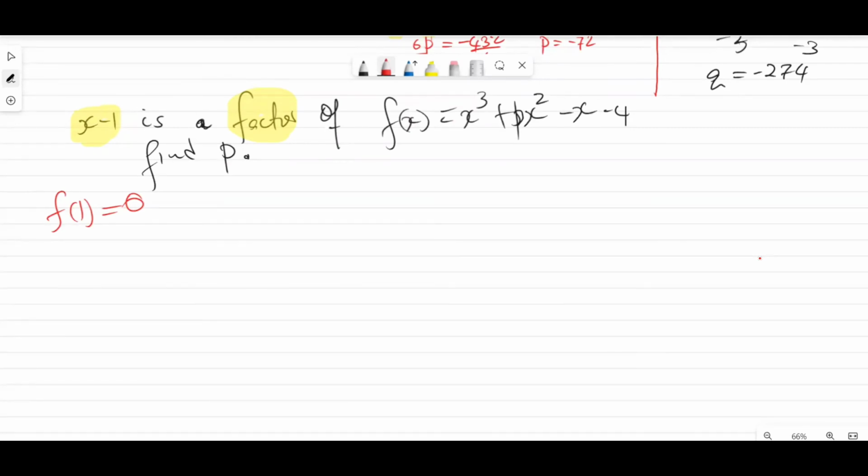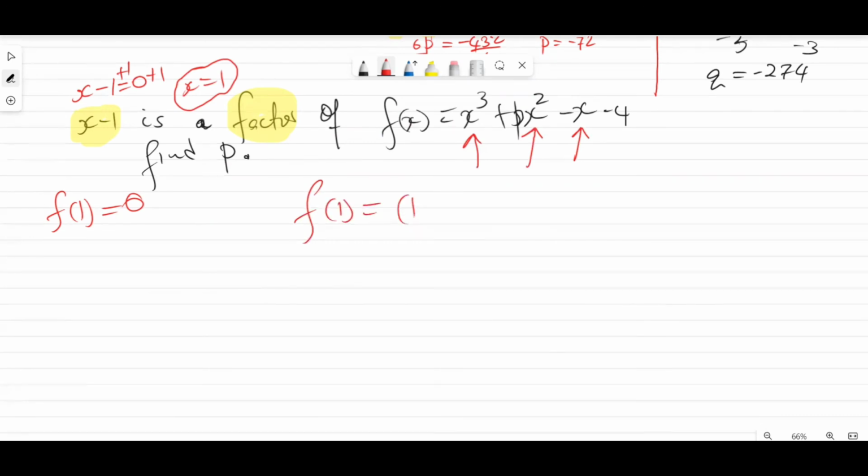So here goes. Let us evaluate f of 1. All right? And if you wonder where we're getting it from, x minus 1 is equal to 0. Adding 1 to both sides, then x equals 1. And we're evaluating where x is 1. In the function, we're going to put it here, there, there, and there. So f of 1 is equal to 1 to the third plus p times 1 to the second minus 1 minus 4.